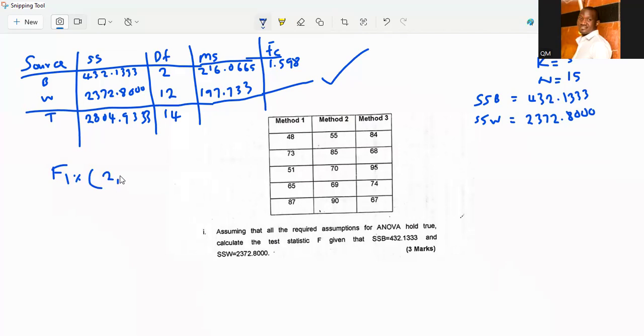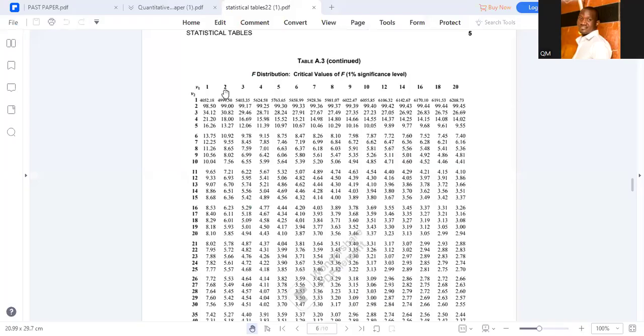If the answer we get is more than what is in the table, we reject. So how do we read this 2, 12? The 2 will be coming from the top. The 12 will come from down there, where they meet. This is called our F reading. So let's go to the F table where 2 and 12 meet. Where do they meet? 6.93. All right.